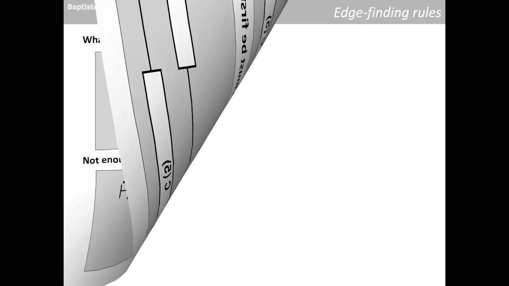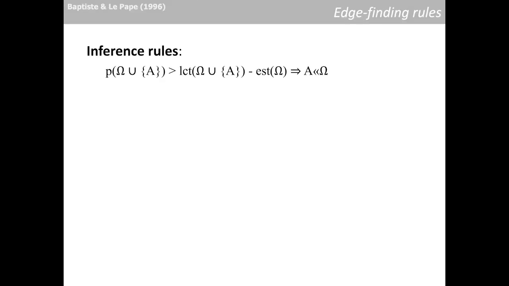This type of filtering can be described formally using inference rules like this one. Just to explain it, omega is the set of activities, and A is the activity that we are trying to allocate in that resource as well. So if we don't start with A, then we will start with something from omega. So we take the earliest start time, EST of omega, and we make a difference between this earliest start time of omega and the latest completion time, LCT, of omega extended by A. And if this distance is smaller than the processing time P that we need to process omega and A, we know that A must be the first one, meaning A must be before omega.